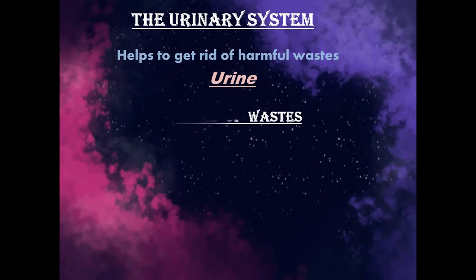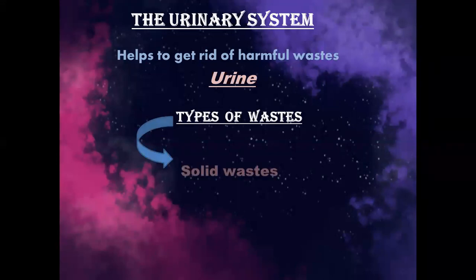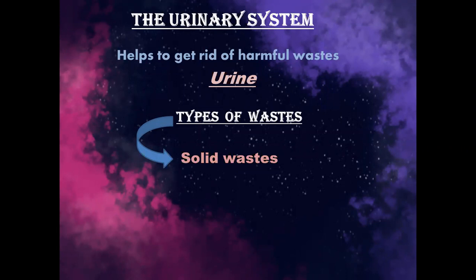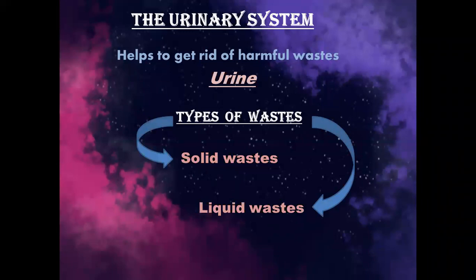We said before that there are two types of wastes. The first one is solid wastes, and we can get them out of our body by the digestive system through the anus. And the second type of wastes is liquid wastes, which is called urine. And we can get these liquid wastes, or this urine, out of our body by the urinary system. Okay?